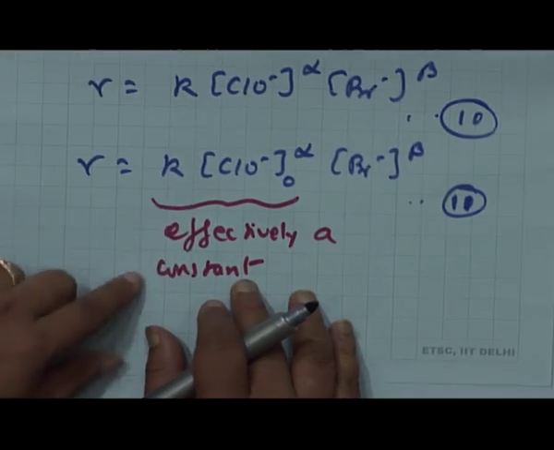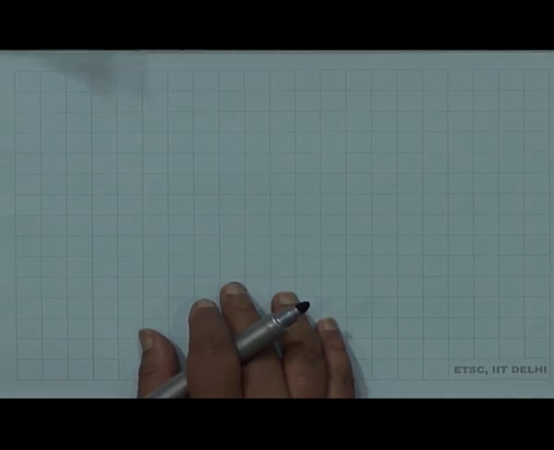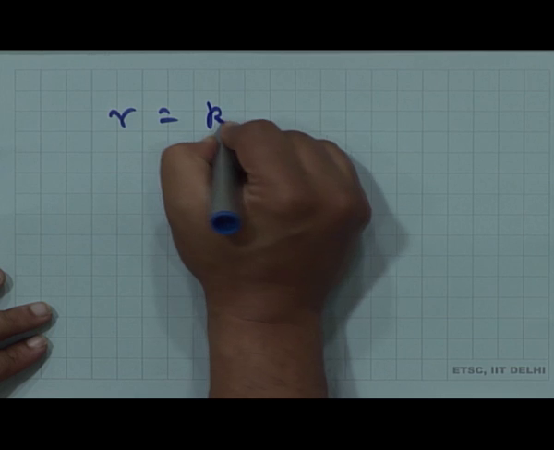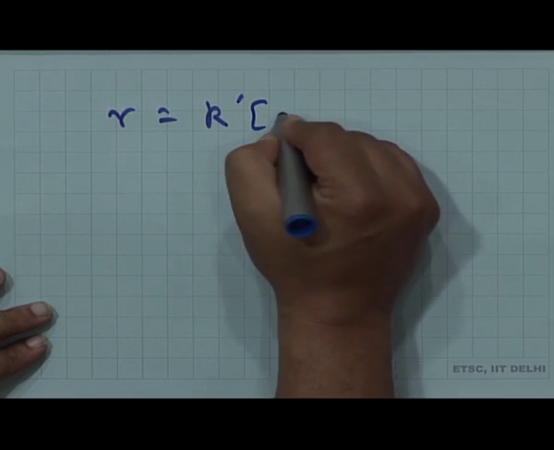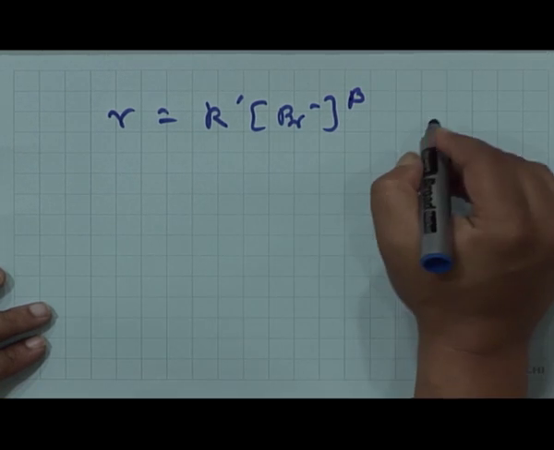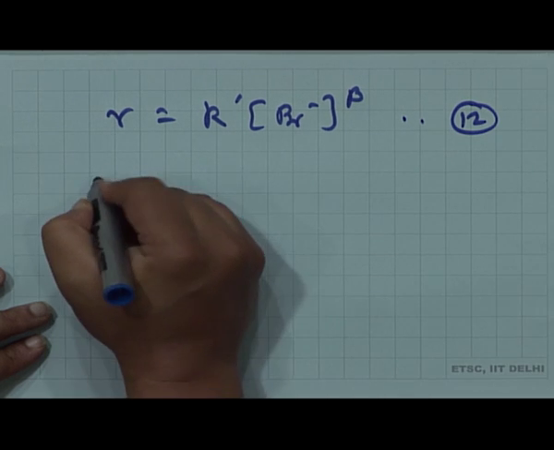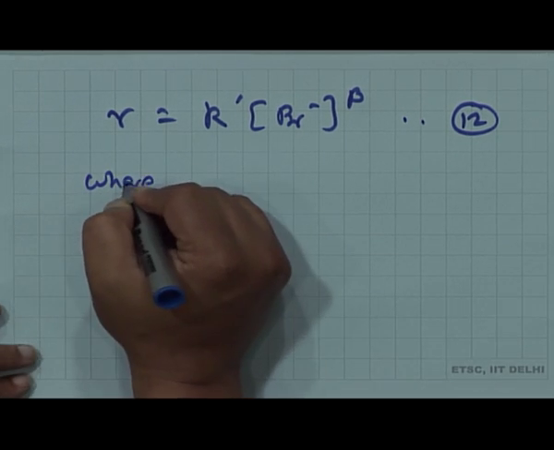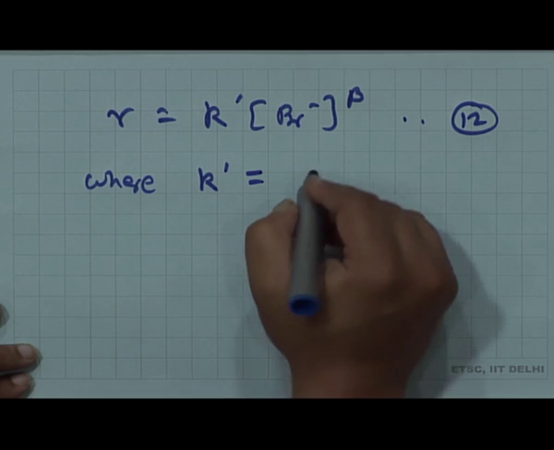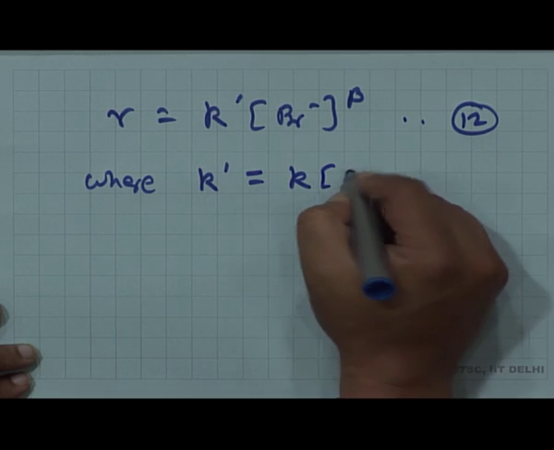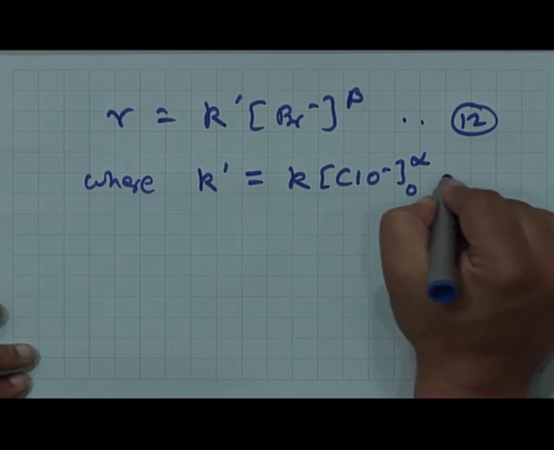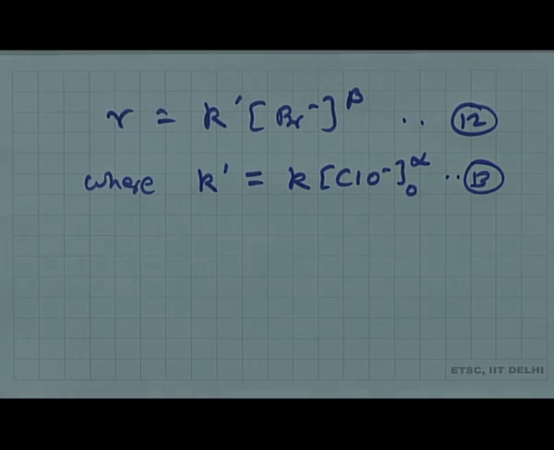So, remember I am having this, I can rewrite it as R is equal to K prime Br minus per beta. So, let this be 12, where K prime is equal to what? K times concentration of ClO minus 0 raised to the power alpha. This is question number 13.